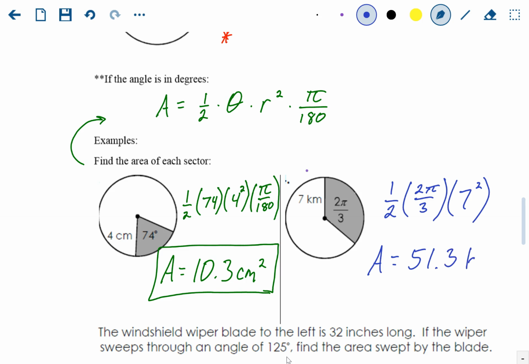Now again, you guys should check this. Make sure you can get it from the calculator, because it's one thing to be able to set it up, but it's another thing to actually be able to use a calculator to find the right answer.